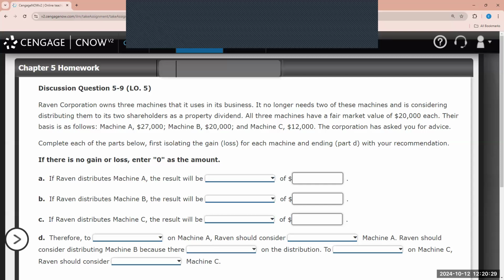We move on to the next question where it asks, complete each of the parts below, first isolating the gain or loss for each machine and ending part D with your recommendation. Raven Corporation owns 3 machines that it uses in its business. It no longer needs 2 of these machines and is considering distributing them to its 2 shareholders as a property dividend. All 3 machines have a fair market value of $20,000 each. Their basis is as follows.